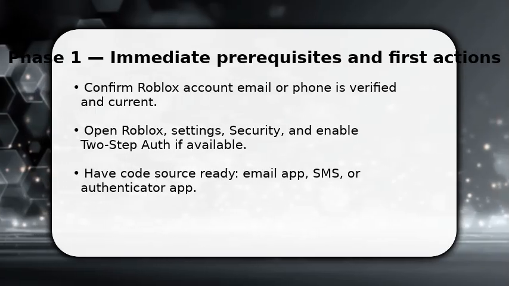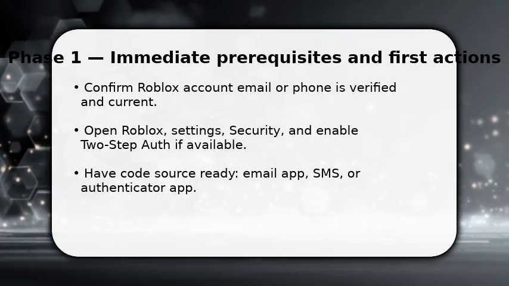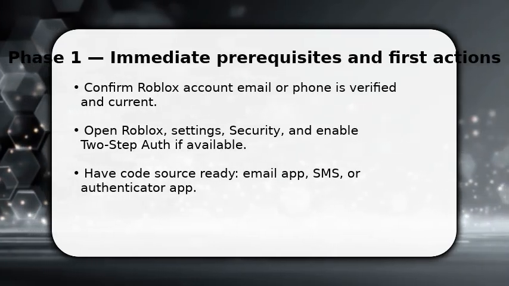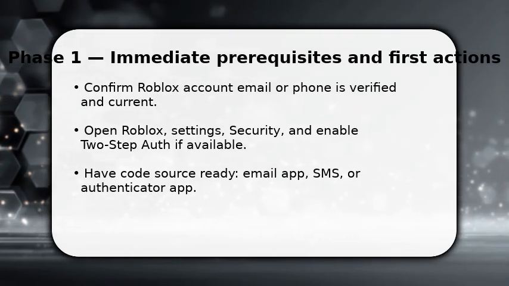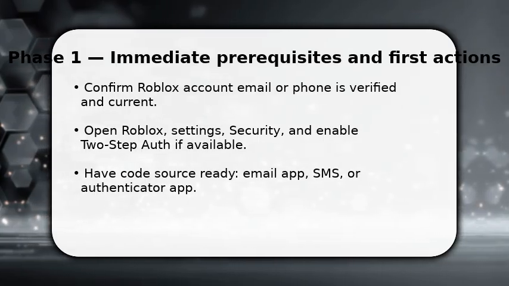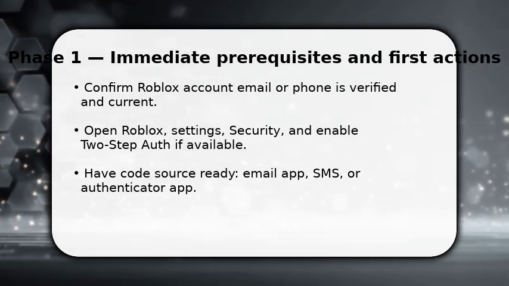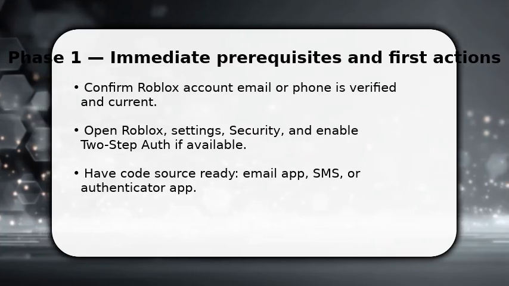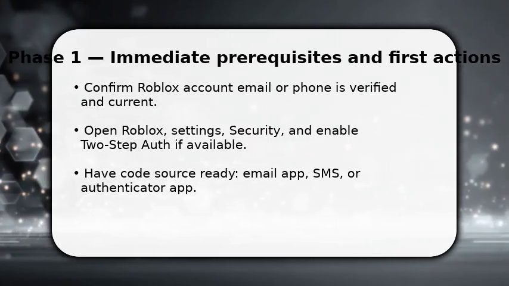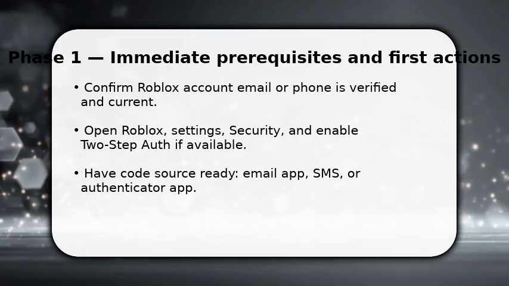You start by confirming your account contact and immediate access to the code source. Once done, open Roblox settings and enable any built-in two-step authentication so the system will accept codes. Make sure your device clock is set to automatic time, otherwise time-based codes fail.